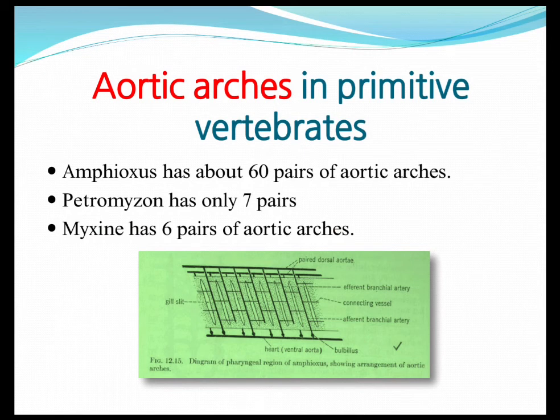6 are going into the adult form. So the adult Myxine will have the 6 arches. Amphioxus has got 60 pairs because the arches have divided into many, and they have developed 60 pairs. Petromyzon has developed 7 pairs. So that is the case in all these animals.